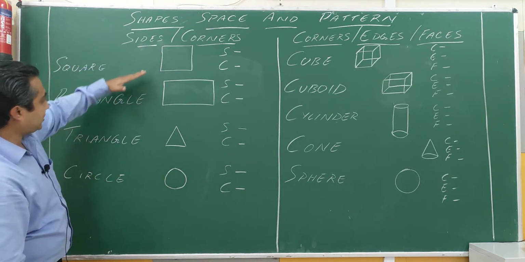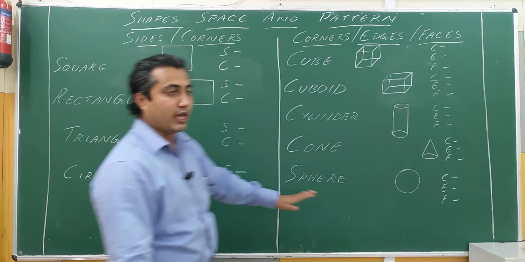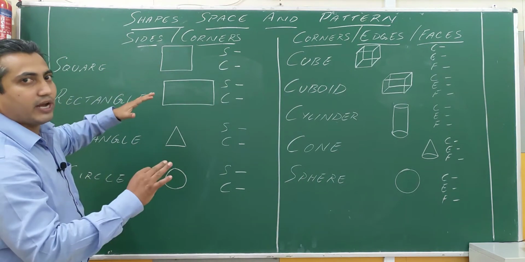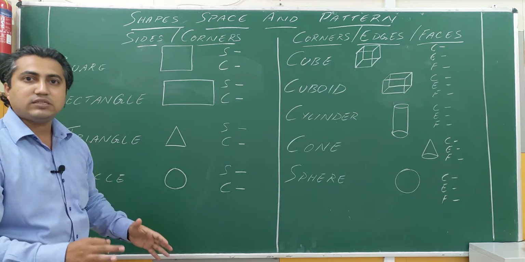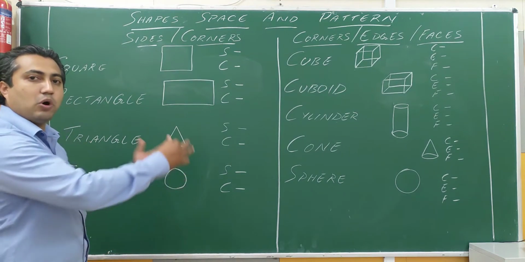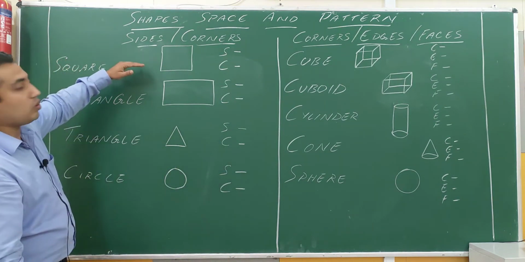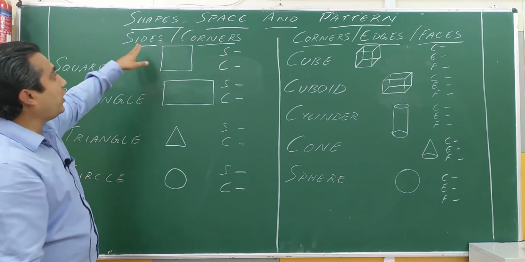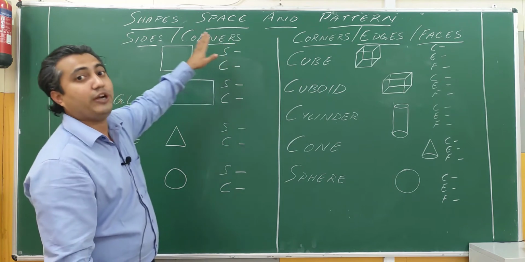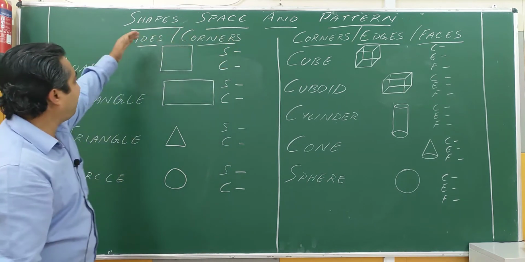Here flat shapes are mentioned on this side and solid shapes are mentioned on this side. We are going to count and understand the sides, the corners and the edges, these details about flat shapes as well as solid shapes. Now coming to flat shapes, we are going to discuss the sides and the corners of flat shapes.